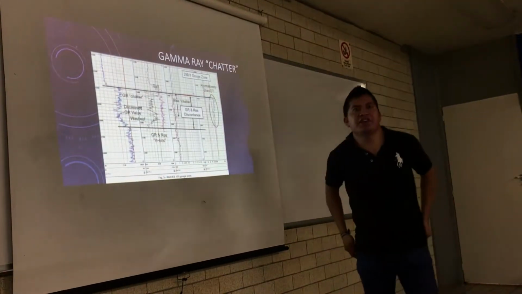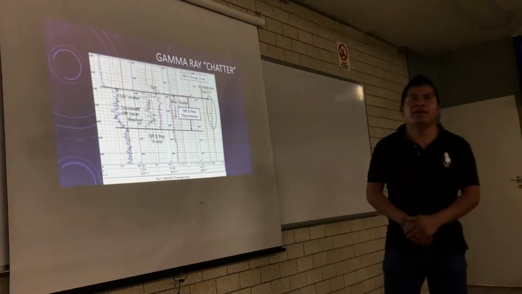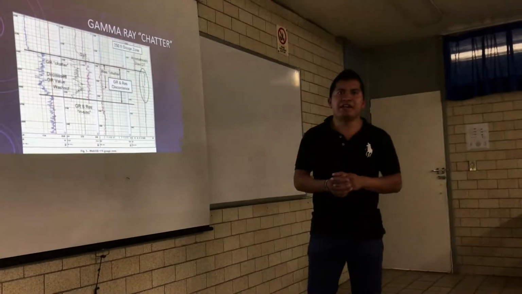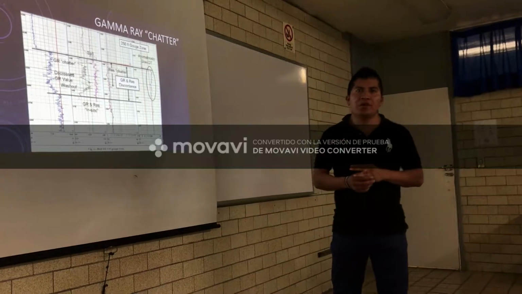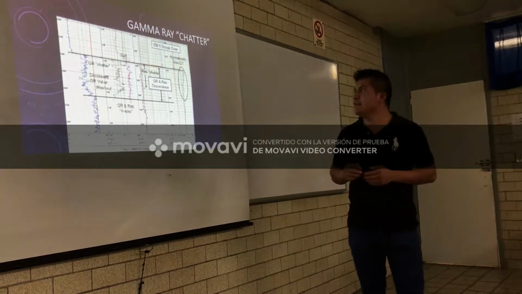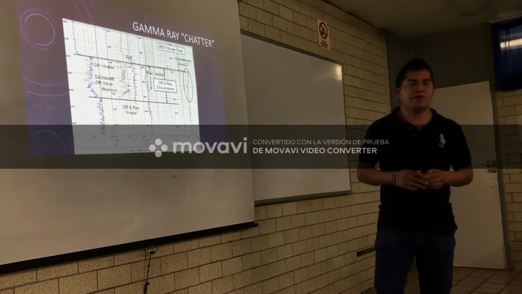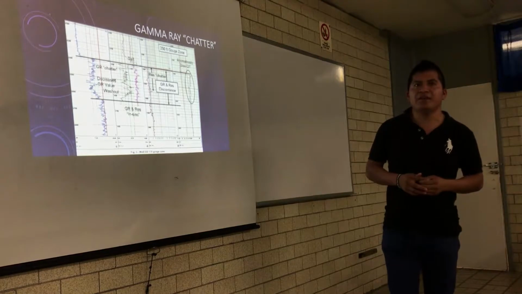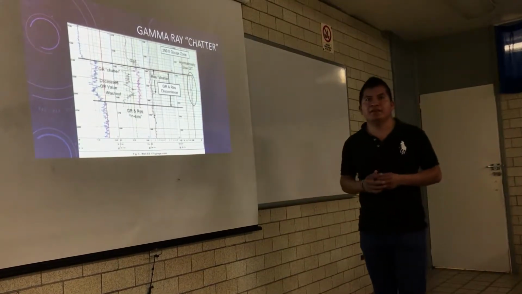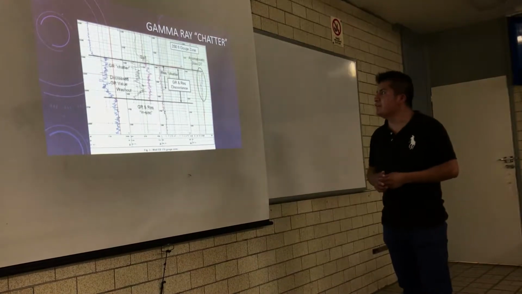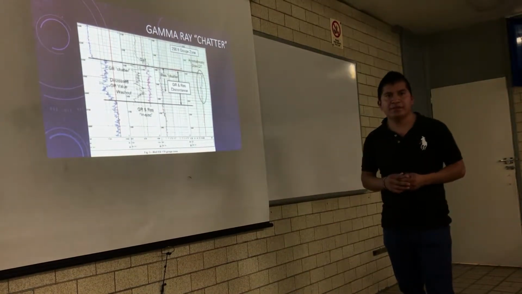Okay. Gamma ray chatter. Some of the wells have a chatter of varying values within the gauge zone. In this data set, 14 wells, that is 25%, exhibit this feature. An example can be observed in the figure. Next.